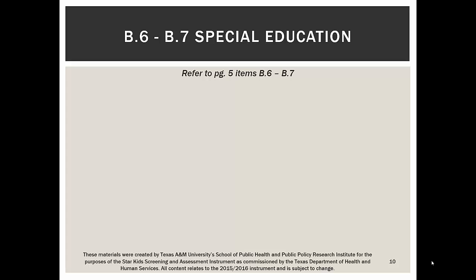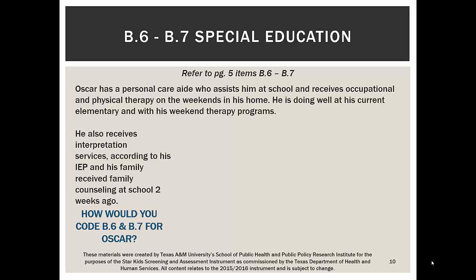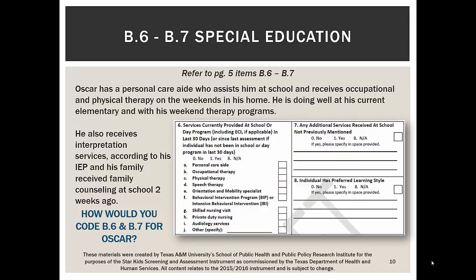B6 and B7, Special Education. Oscar has a personal care aide who assists him at school and receives occupational and physical therapy on the weekends in his home. He's doing well at his current elementary school and with his weekend therapy programs. He also receives interpretation services according to his IEP, and his family received family counseling at school 2 weeks ago. So how would you code B6 and B7 for Oscar? I'll give you a few seconds to think about that.